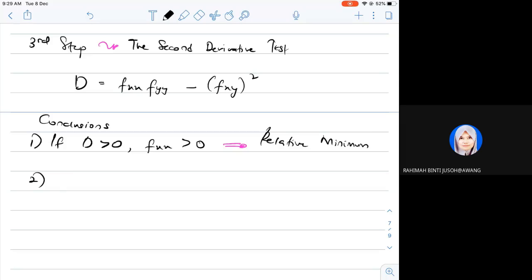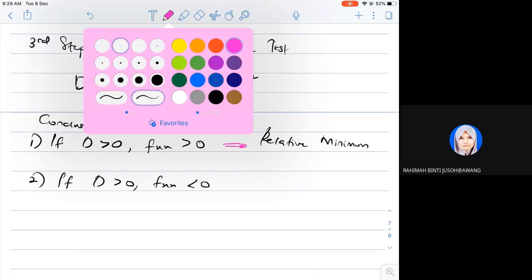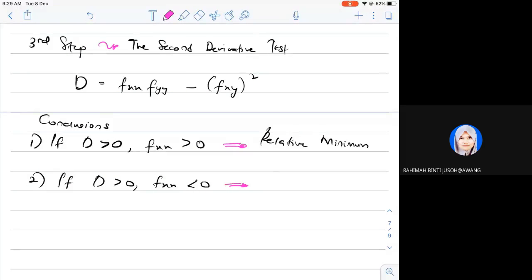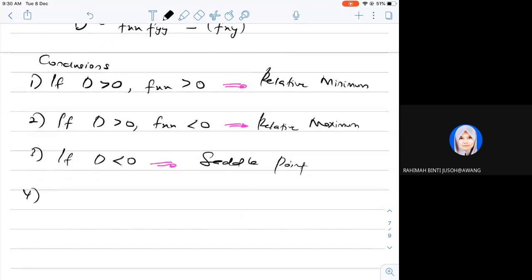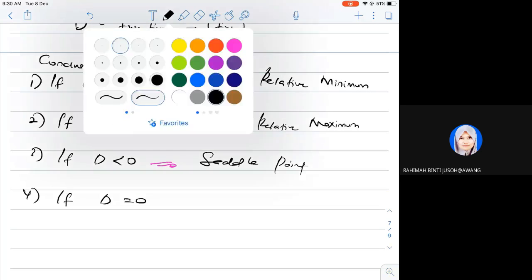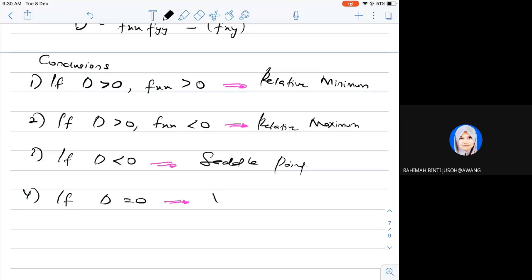And then conclusion number 2, if you calculate your D, again you get greater than 0. However, if your fxx less than 0, okay, you have to check your fxx because D is positive, eh? So the conclusion should be relative maximum. Okay, number 3, if your D less than 0, you kira-kira you dapat negatif, nombor negatif. No need for you to look at your fxx. Straight away you can conclude that it is a saddle point. Okay, and then number 4, if your D equivalent to 0, means no conclusion, tak ada conclusion. Okay, so yang ni you kena hafal ni, 4 benda ni. This 4 case.